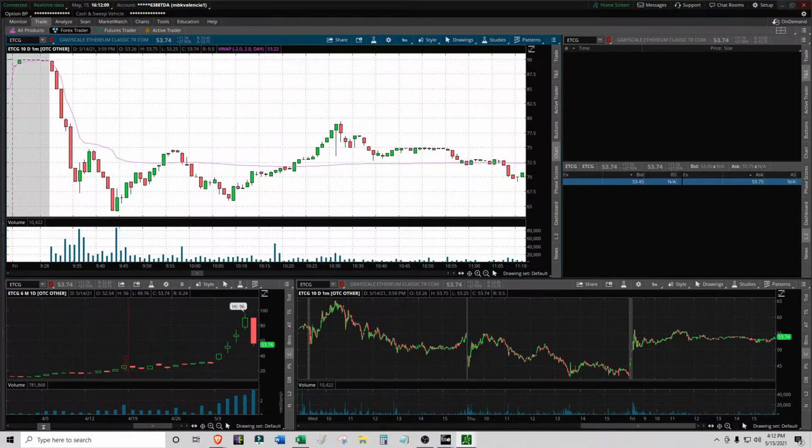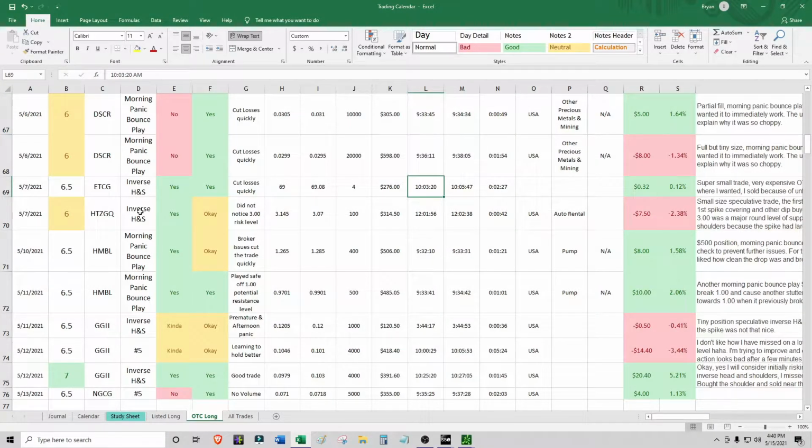I'll be back. Alright, I am back, and yeah, I really wanted to get over these trades because I feel like from here on out I got just a little better from that first few trades 2 weeks ago. So this was ETCG. As you can see now it's at $53, so pretty nice downtrend, and right here was the first red day. So ETCG was right here.